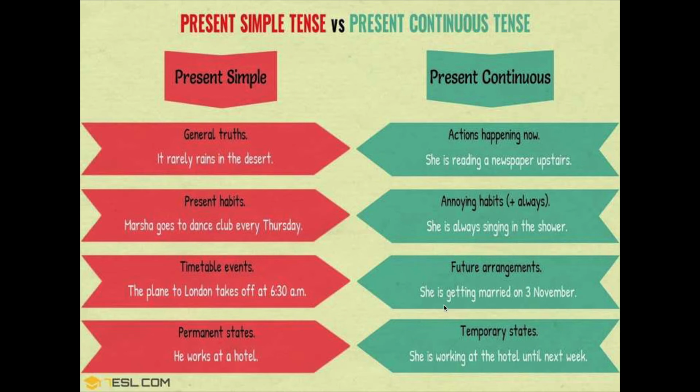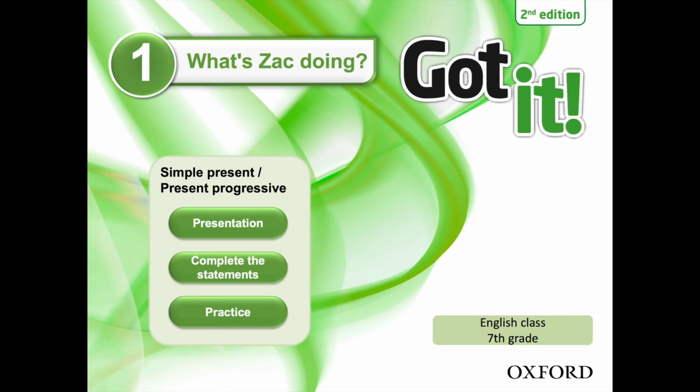Future arrangement. She is getting married on 3rd November. And temporary state. She is working at the hotel until next week. So now we're going to go with the presentation.